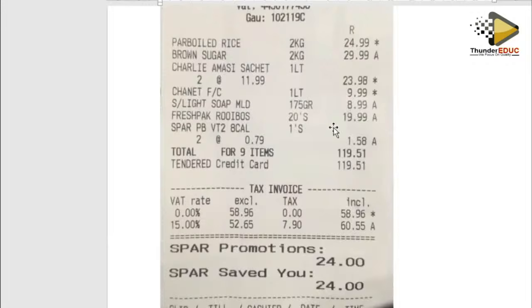Then they might ask you what kind of payment was made. This was swiping. Someone used a credit card. If it was cash, you would see cash somewhere here. Then they would show you the change.